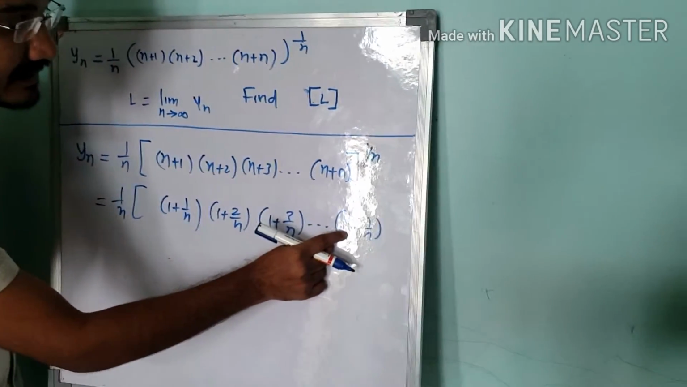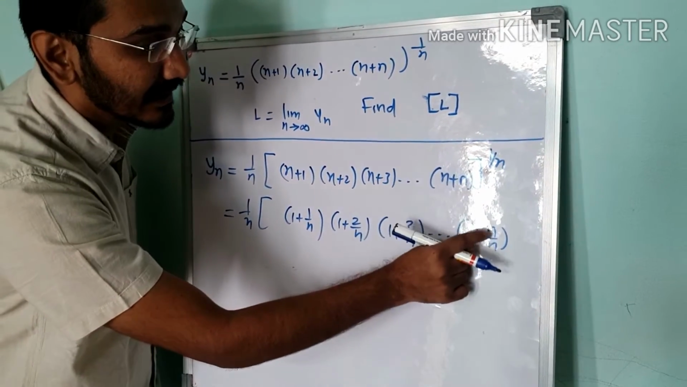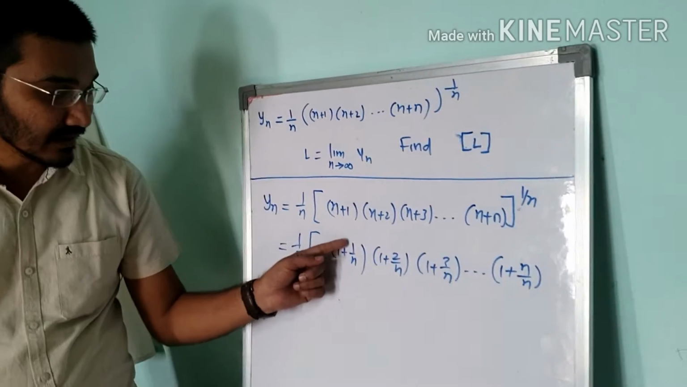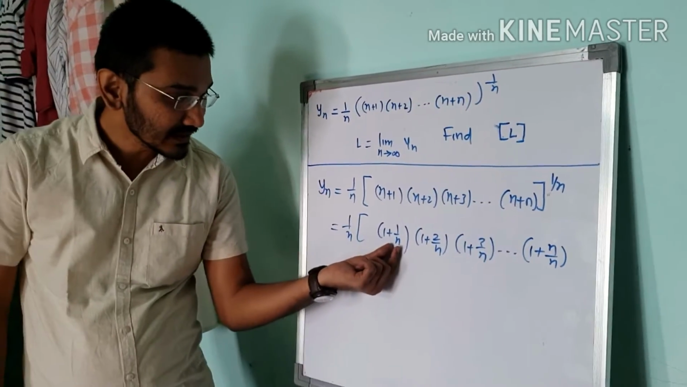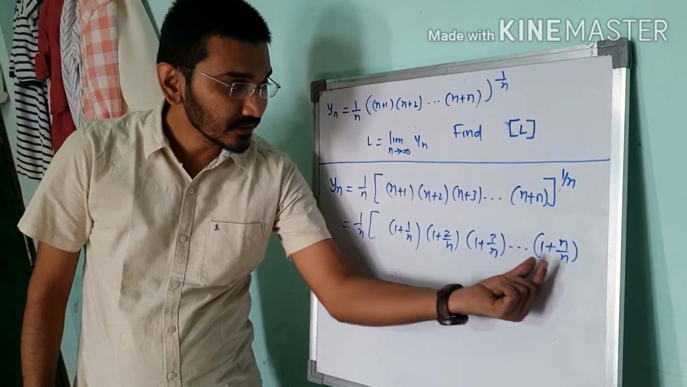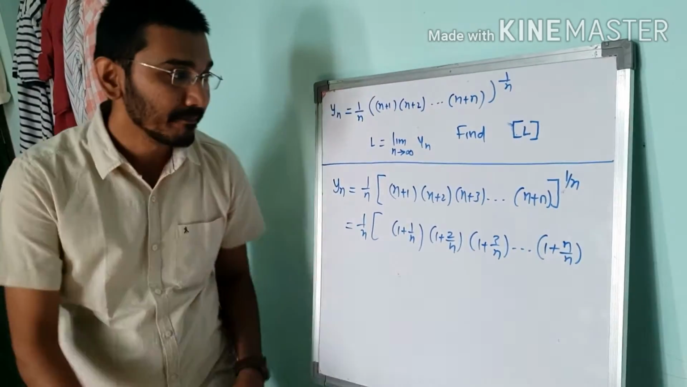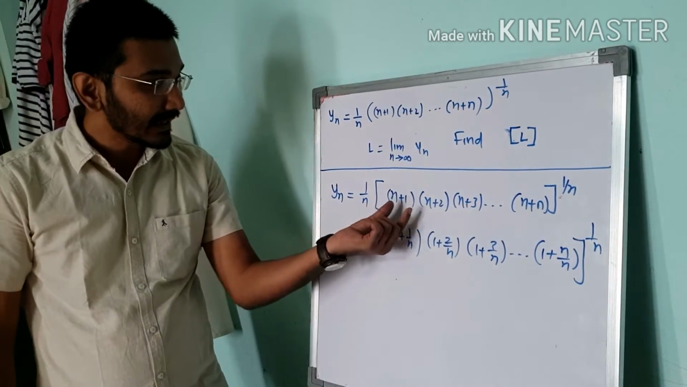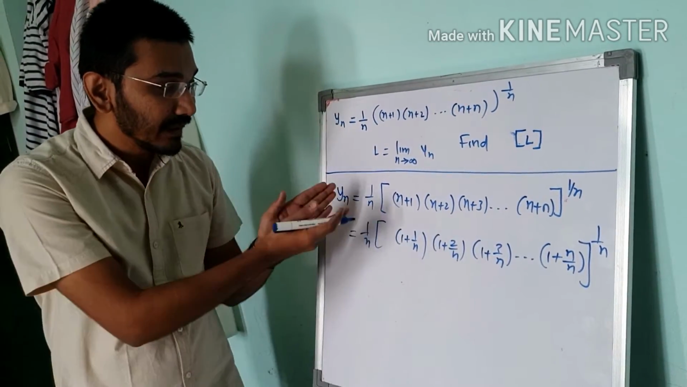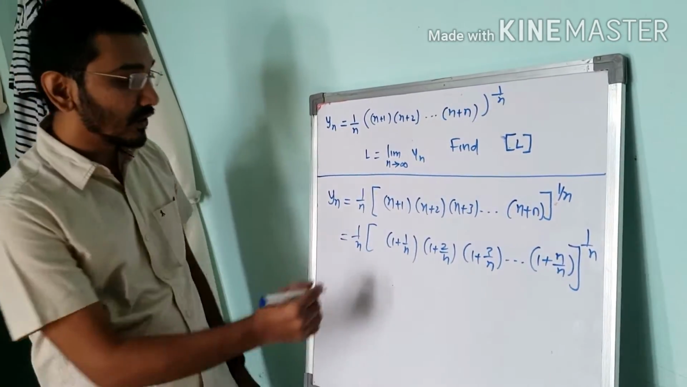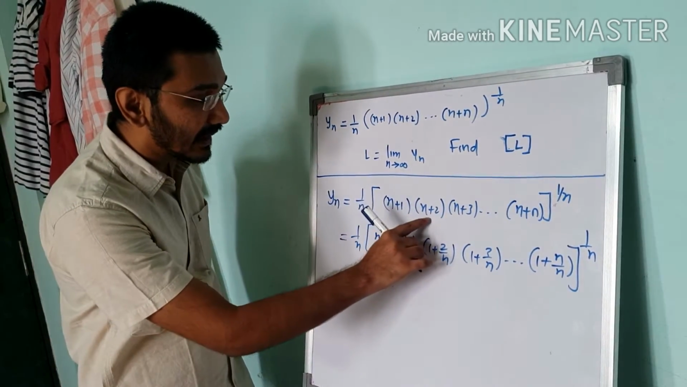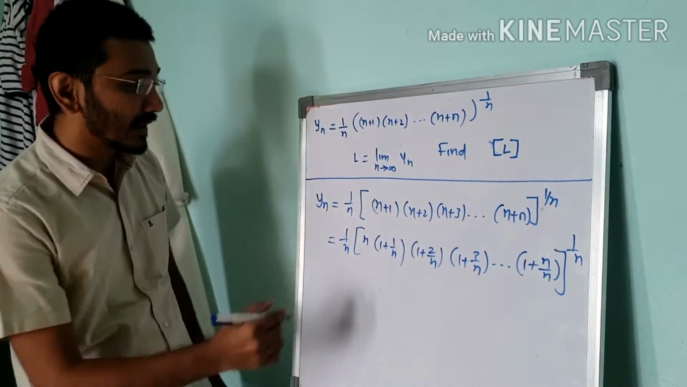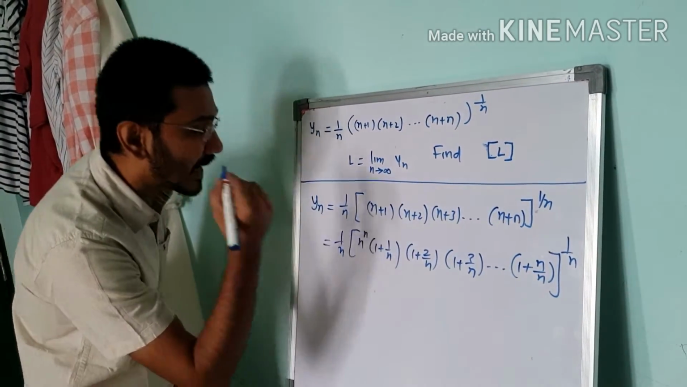This n by n, I have written as it is, because I see here one sequence in which the second term is 1 by n, 2 by n, 3 by n. So I have written the last term as n by n, and the whole raised to 1 by n. Now look at this, every bracket I have divided by n, so every bracket I need to multiply by n. Here I multiplied, here I multiplied, here I multiplied. So that n will be multiplied n times, and here I get n raised to n.